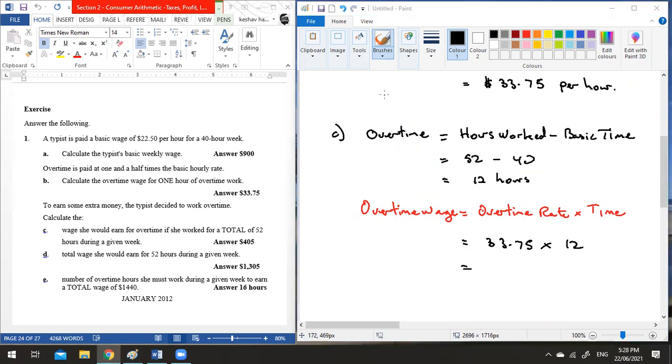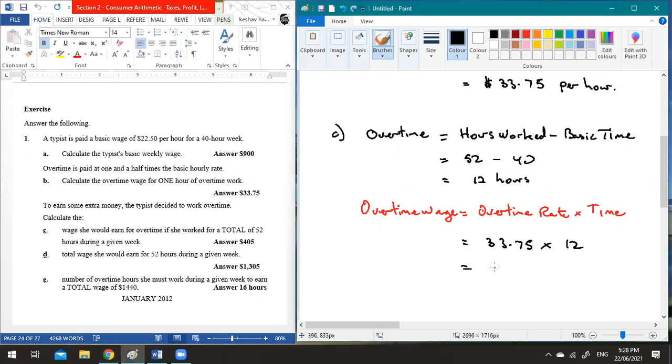33.75 by 12. It's $405. So that's how much you would work for in overtime. Part D, the total wage she will earn for the 52 hours. So part D, the net wage or the gross wage.